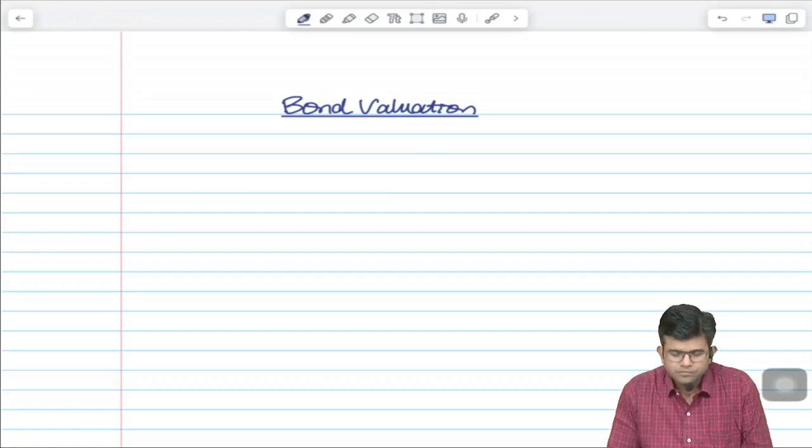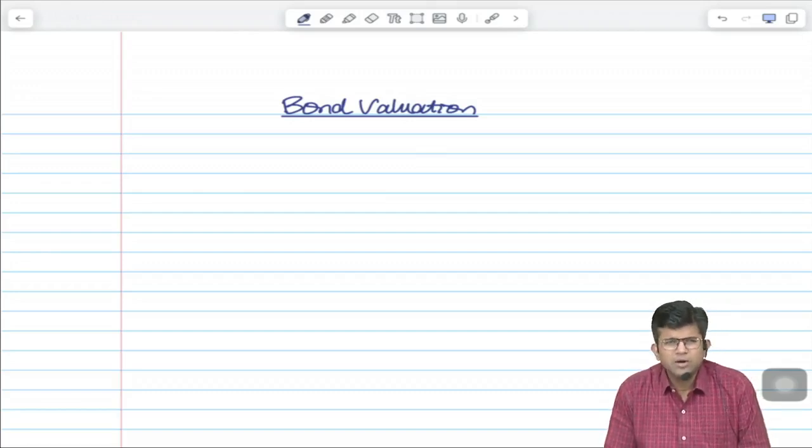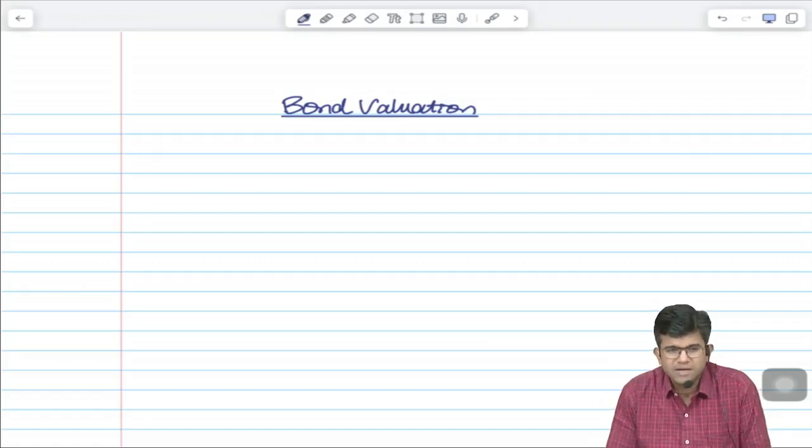Now in this chapter, what are we going to do about bonds? Okay, there are a lot of small concepts that we need to study regarding bonds. In CFA Level 1, this particular area is referred to as fixed income securities.